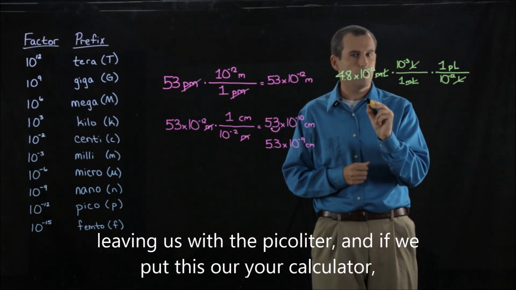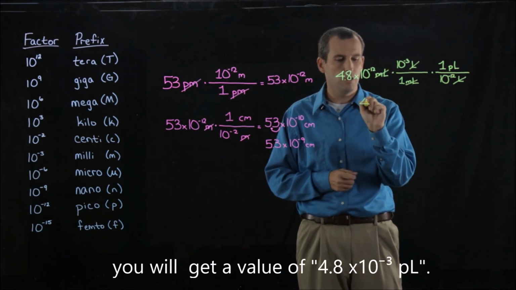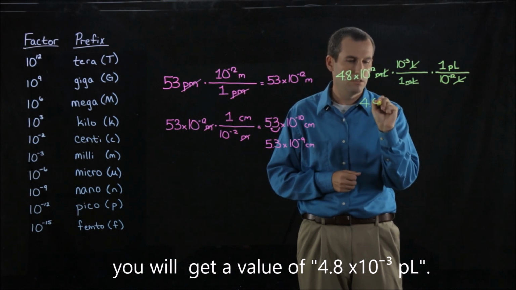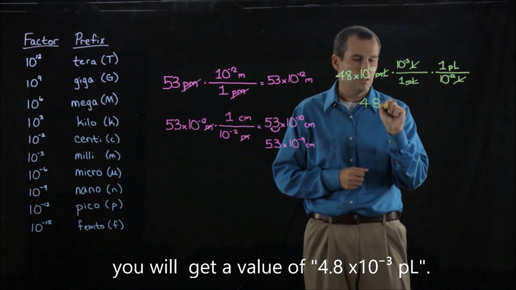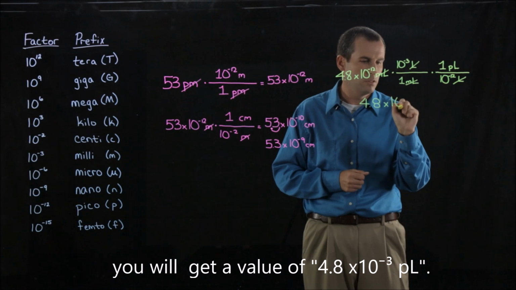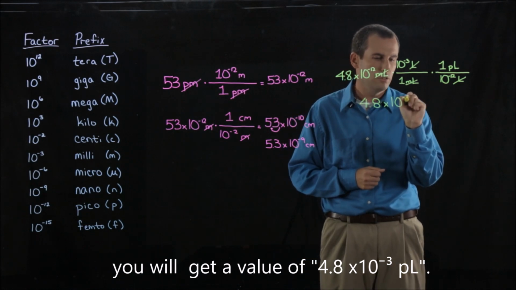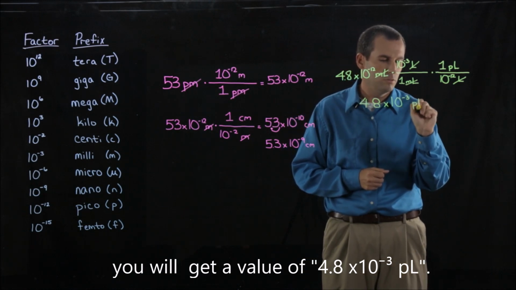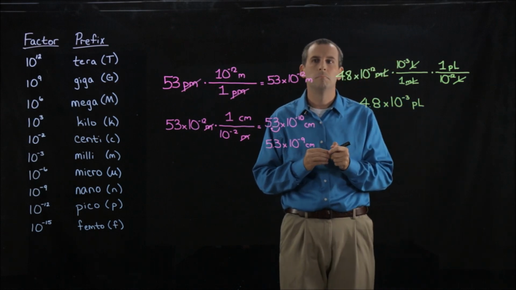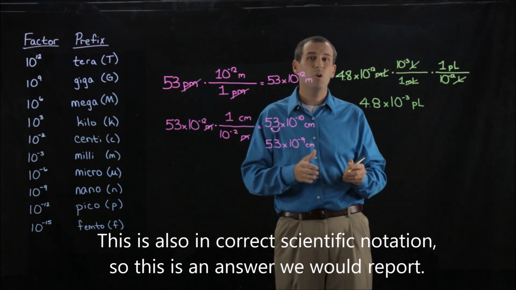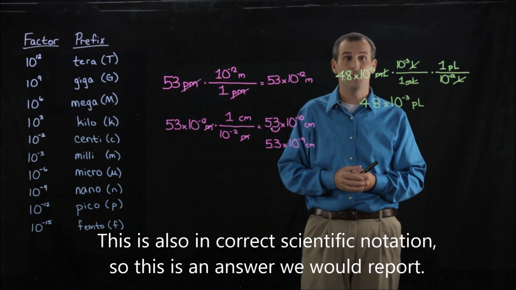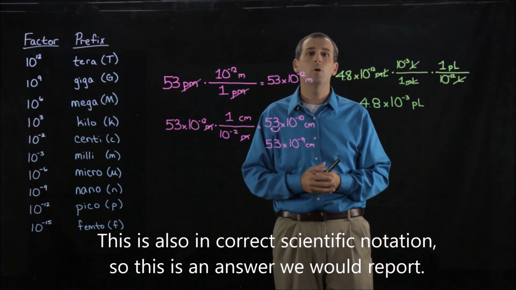And if we put this into our calculator, you will get a value of 4.8 times 10 to the minus third picoliters. This is also correct scientific notation, so this is an answer that we would report.